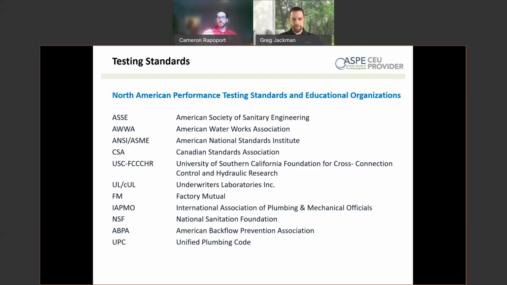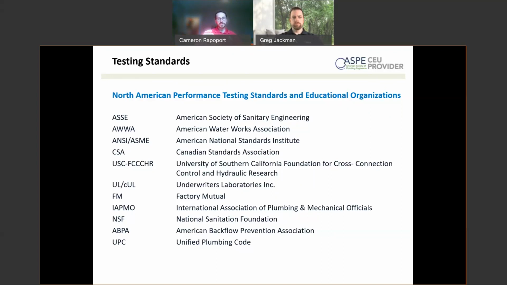So you also have UL and FM. UL and FM are going to be the ones that certify specifically for fire sprinkler systems. Their requirements are a little bit different. They don't go so much into making sure the backflow preventer is going to work as a backflow preventer, but making sure that it's going to be safe to install in the system as far as pressures and flows and a couple other things, which I'm going to get into.